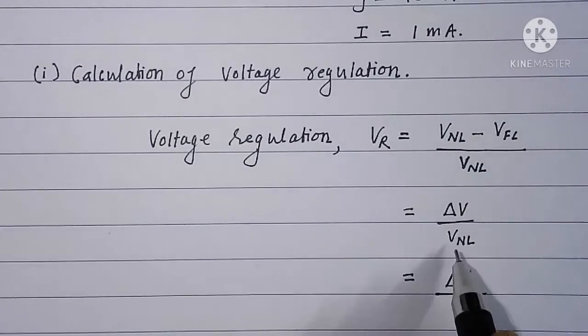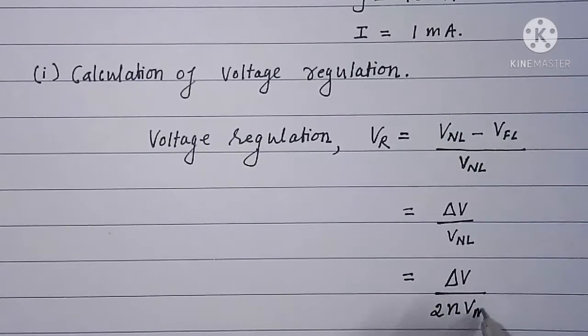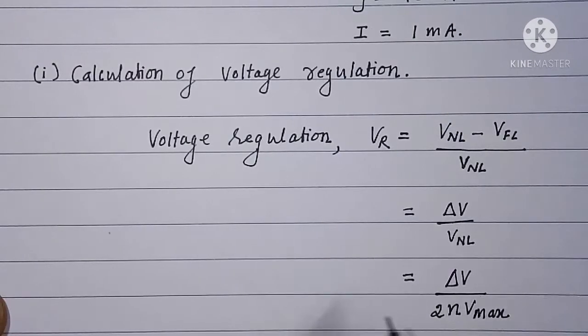Delta V upon VNL is 2 into number of stages into Vmax, because it is no load output voltage. If we need percentage voltage regulation, then you have to multiply by 100 on RHS. So to calculate voltage regulation, first we need to calculate voltage drop delta V.